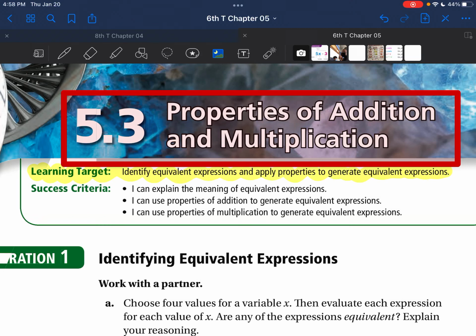Hello, 6th grade. This is Chapter 5, Lesson 5.3, Properties of Addition and Multiplication. Please make sure you have this written down with the correct heading. Please also have your learning target written down. By the end of this class, you should be able to identify equivalent expressions and apply properties to generate equivalent expressions. Okay? Please press pause, copy this down, and then we will move forward. There is quite a bit of notes for today, so please be aware of that.